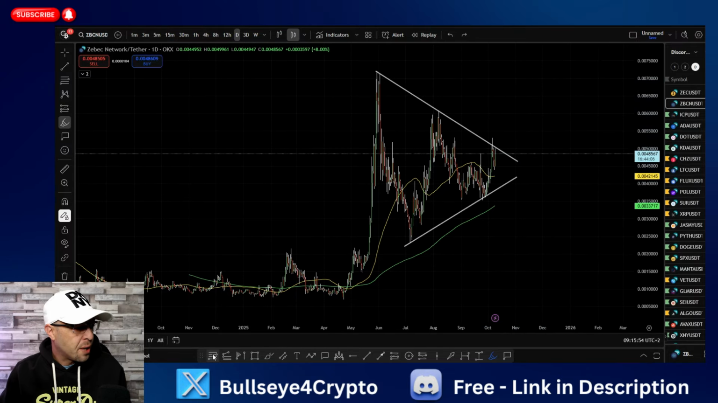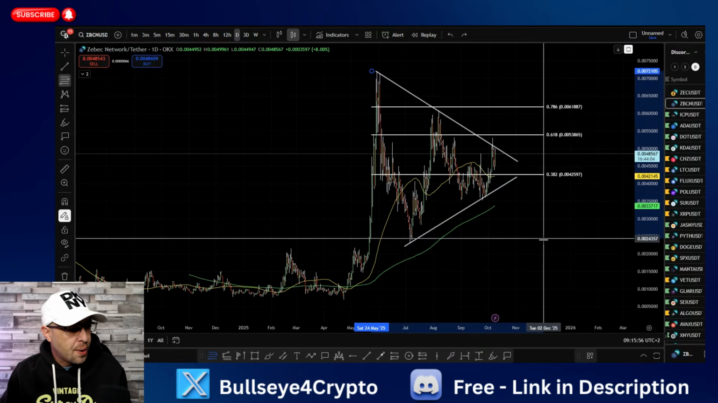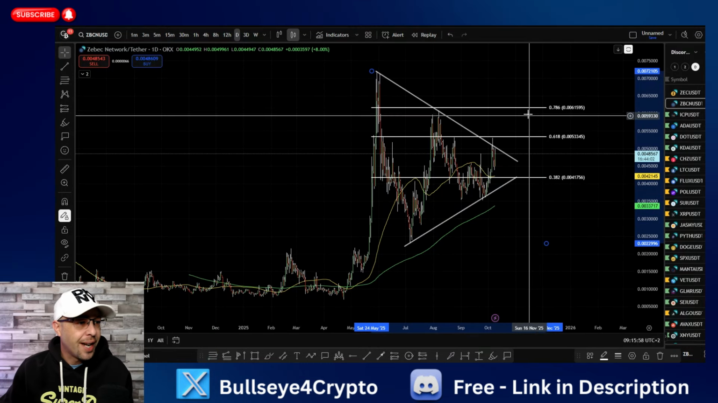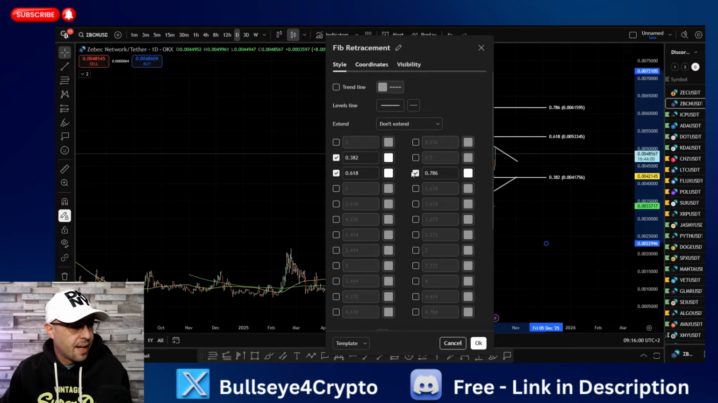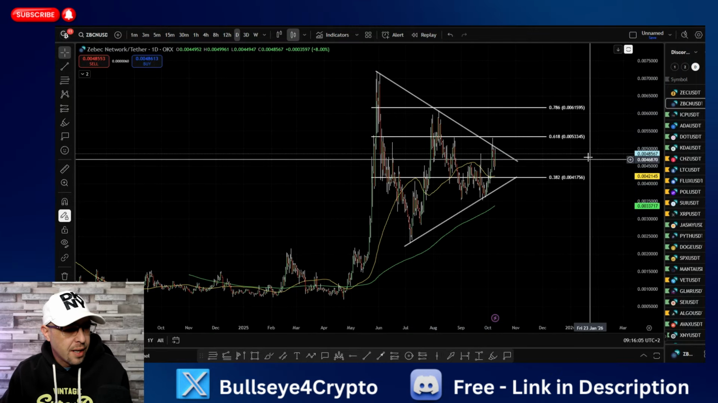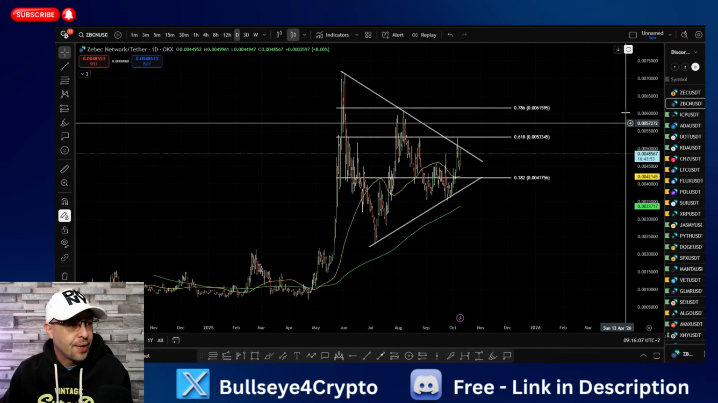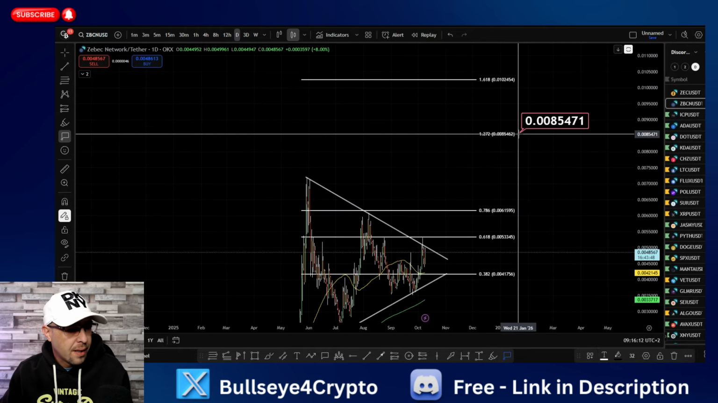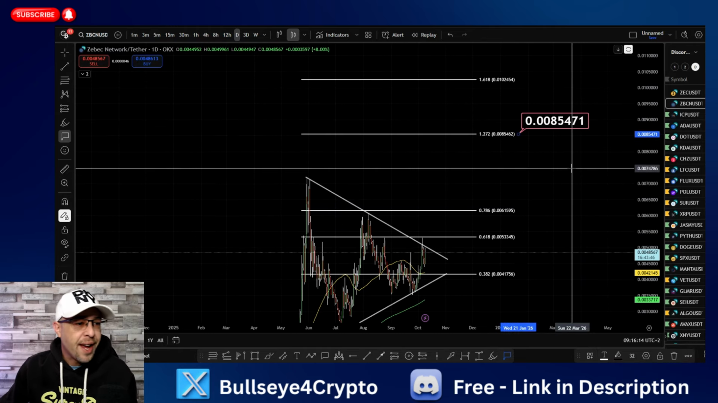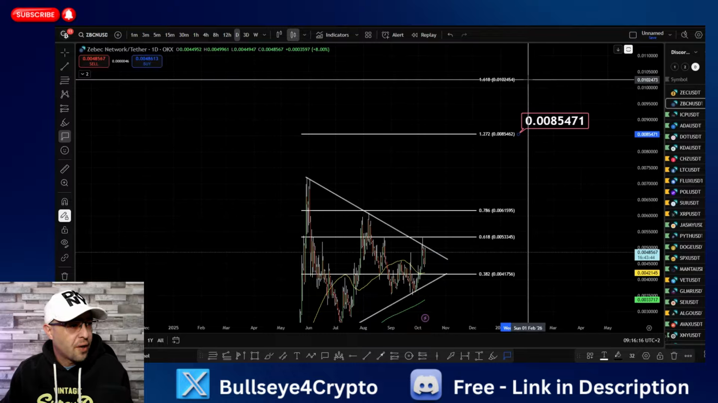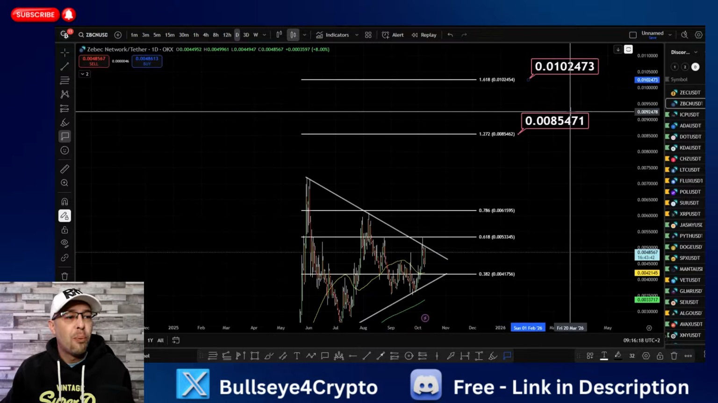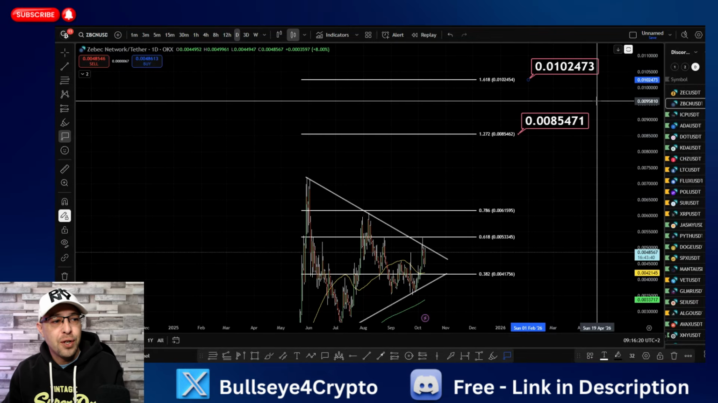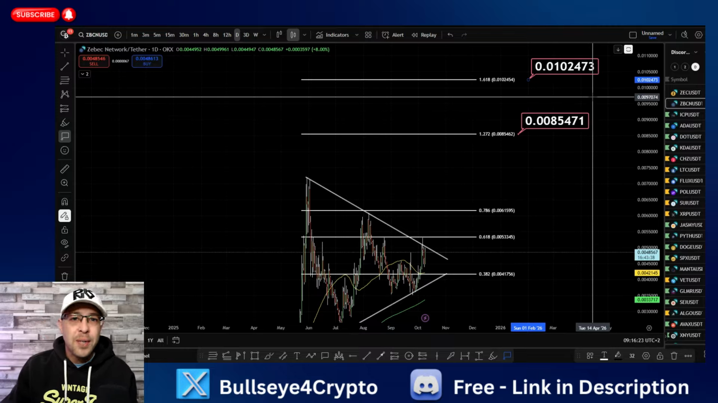So what we're going to do is we're going to use our retracement this time from the high to the low. And then we're going to add in some extension levels here. We're going to add in 1618 and we're going to add in 1272. So we're looking for projection extensions. Firstly, you've got your 1272, 0.008547, and you've got your 1618 of this move, 0.0102473.